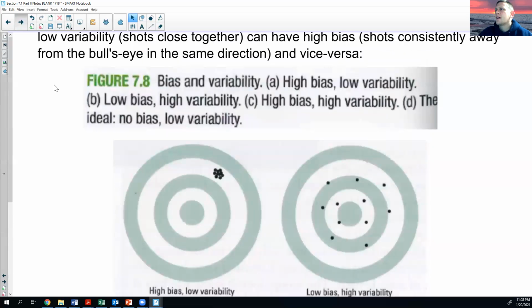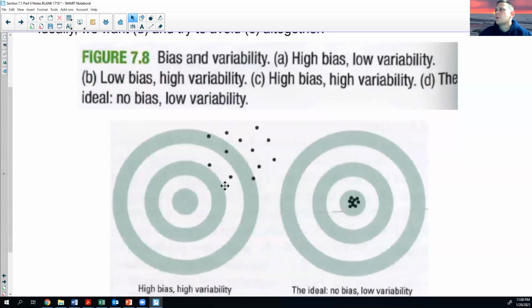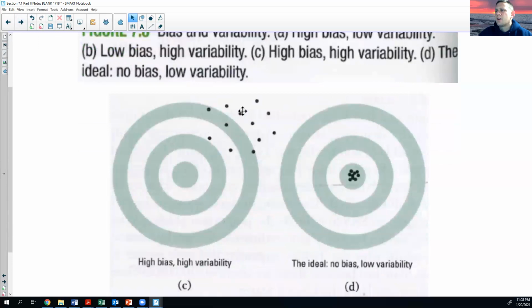And then on the next slide, we have the other two. So this one is high bias, high variability. This is just bad, okay? You're not clustered together and you're not near the center. So you've got high variability, high bias. This is the worst case scenario. You don't want that. This is what you want. You want to be really clustered together and then right around the center. This is what you want.